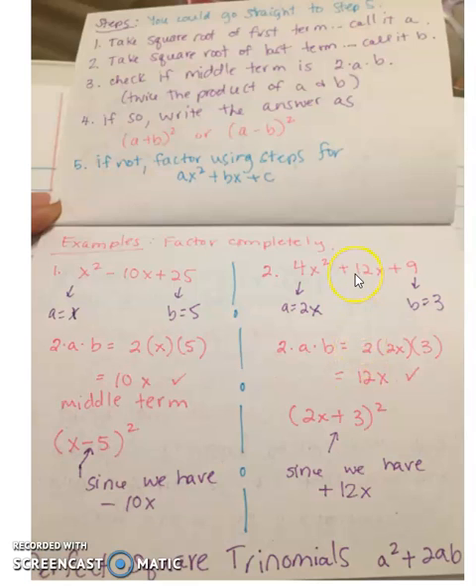Now this time I end up with a positive 12x for my middle term, so I'm going to choose the positive symbol this time. And I'm going to write my answer as 2x plus 3, all quantities squared. And so now if you were to FOIL that out, you would multiply 2x plus 3 times 2x plus 3, and you would get back the 4x squared plus 12x plus 9.